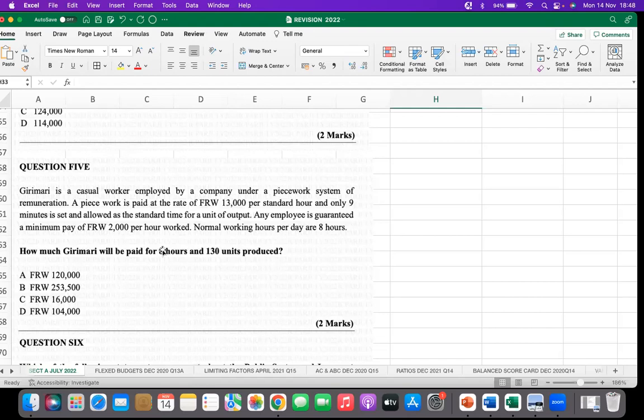Normal working hours per day are 8 hours. Now you are being asked, how much G. Rimari will be paid for 8 hours and 130 units produced? So in 8 hours, they produced 130 units.